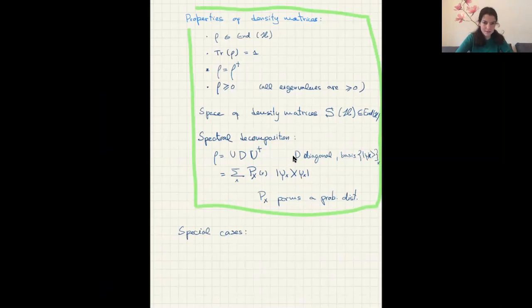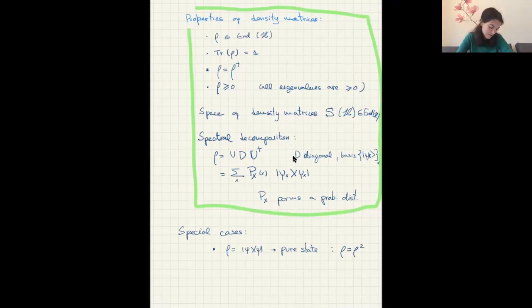Well, if rho is just one state, then we call this a pure state. This is all the states we've seen until now in the lecture. They were all pure states. So the only relevant object was just one single ket. So we can check if a density matrix is pure by checking that rho is the same as rho squared, meaning rho is a projector.